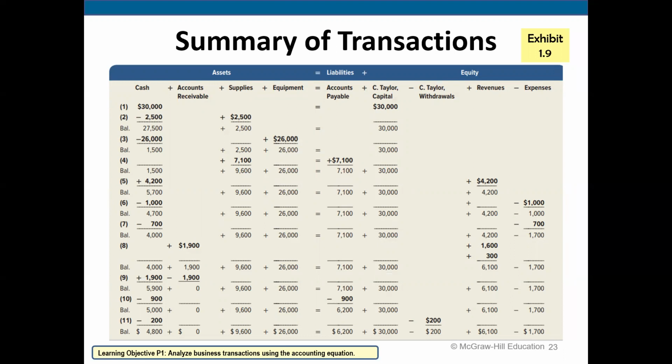So there's a summary of the transactions, and hopefully you have a little better understanding of how transactions impact the accounting equation.